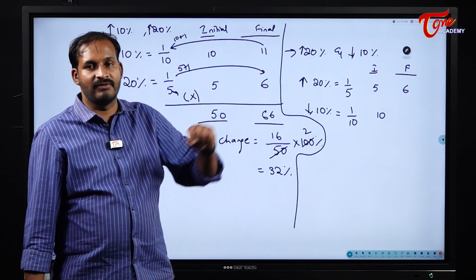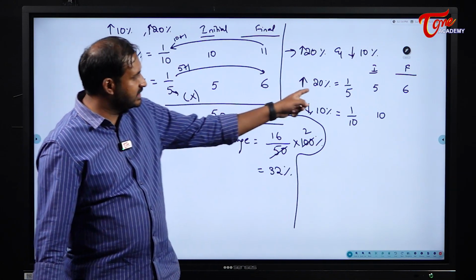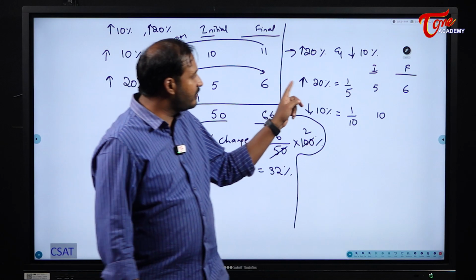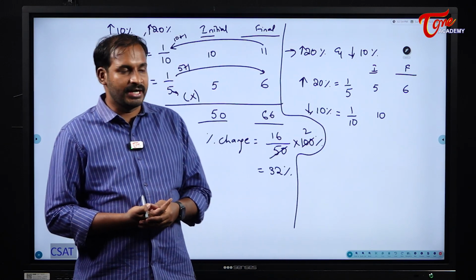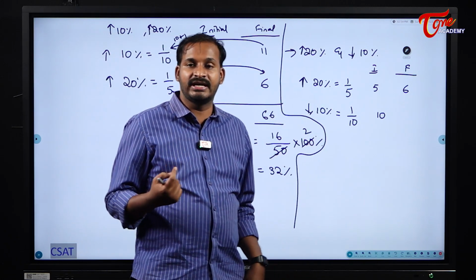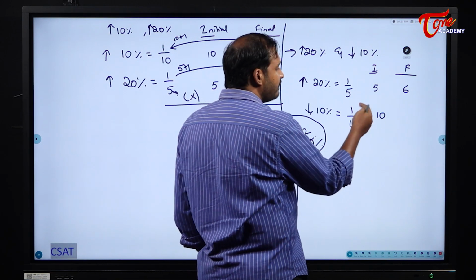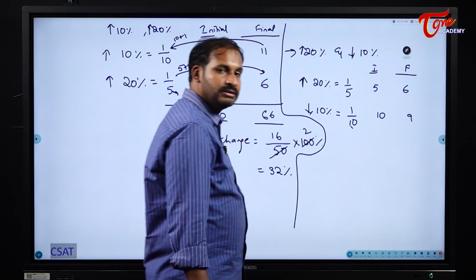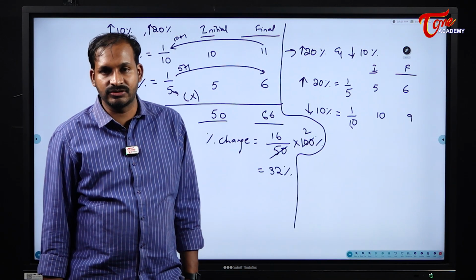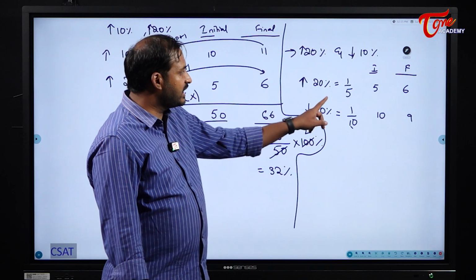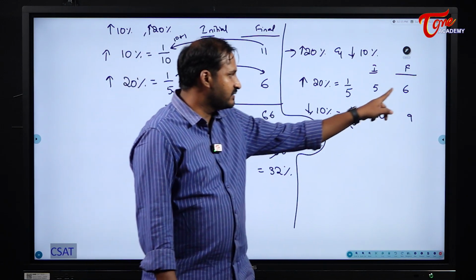Now come to my final value. Earlier in all these cases the value is increased, so I added to the new denominator. But in this case the value is decreasing, so I need to subtract. So 10 minus 1 becomes 9. Understood, students? Try to understand the difference between these two as well as these two.